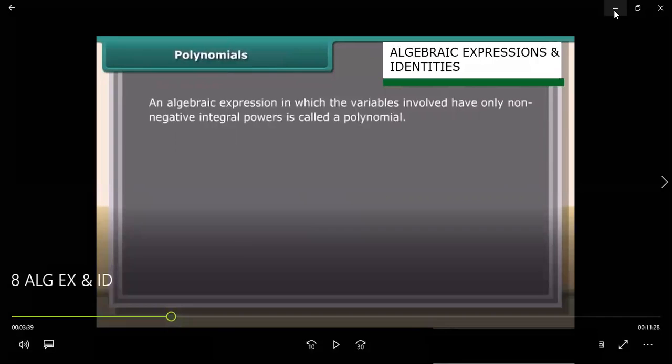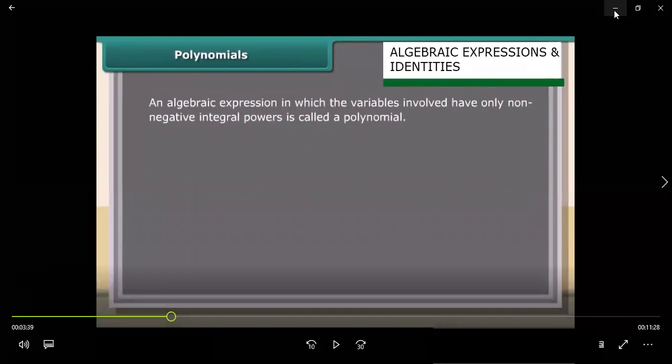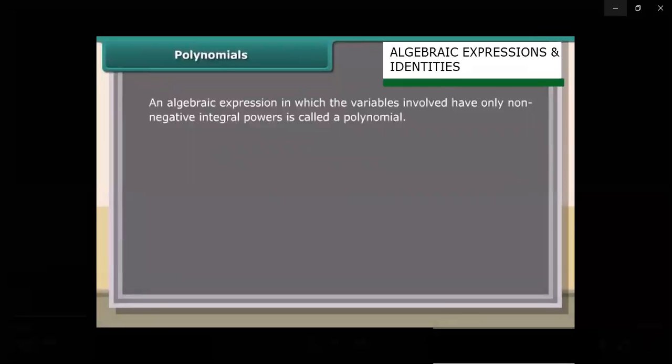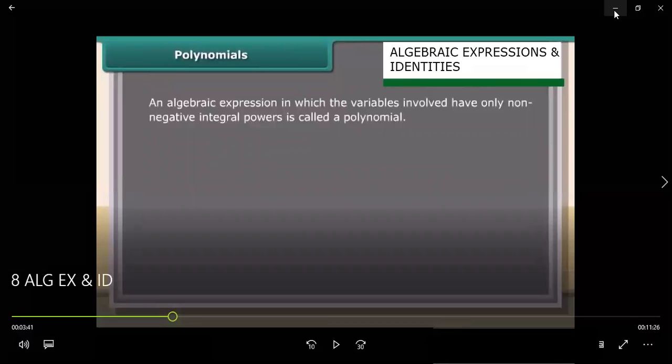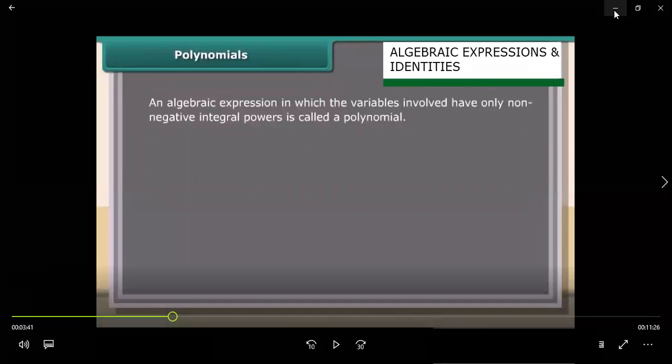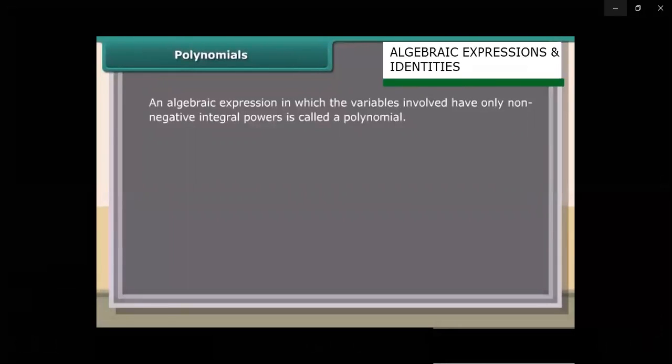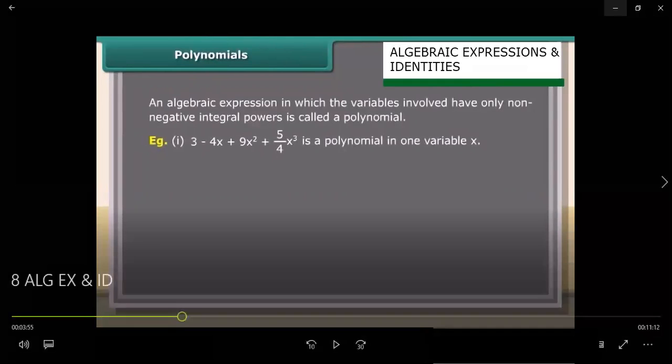Then the next heading is polynomials. So let's move to polynomials. An algebraic expression in which the variables involved have only non-negative integral powers is called a polynomial. Let's see some examples. One is 3 minus 4x plus 9x raised to the power 2 plus 5 by 4 into x cube, which is a polynomial in one variable x.